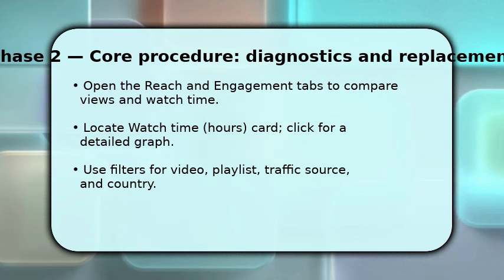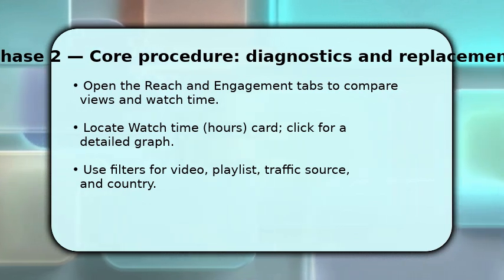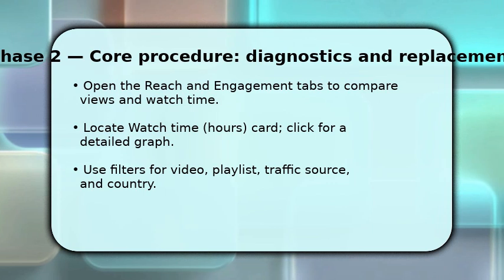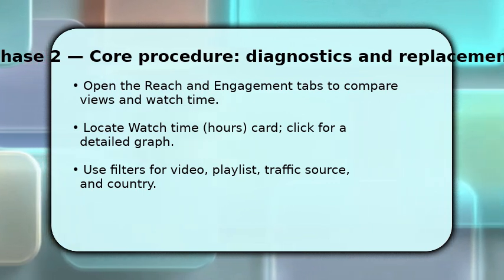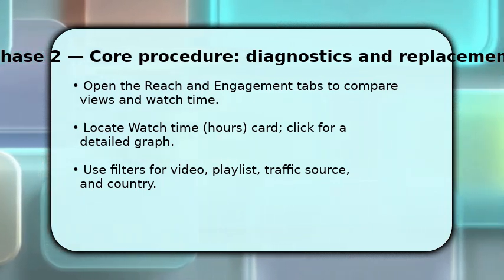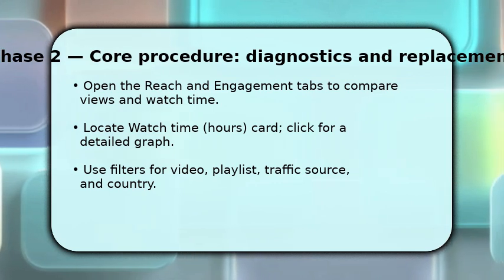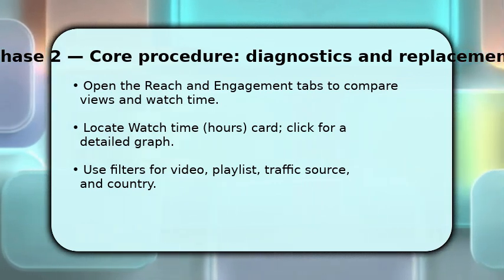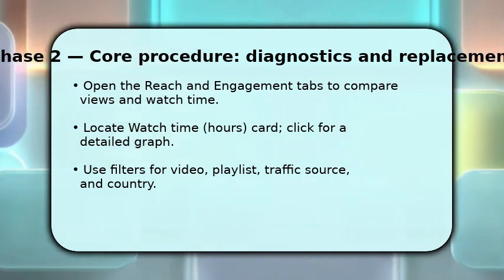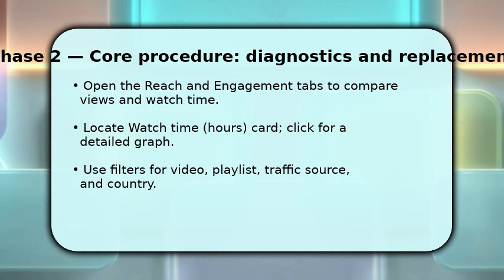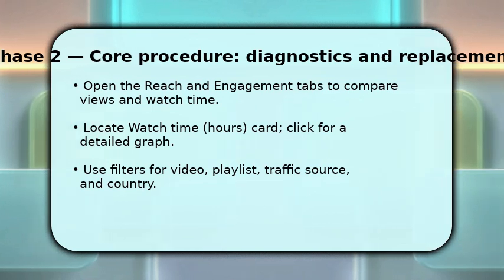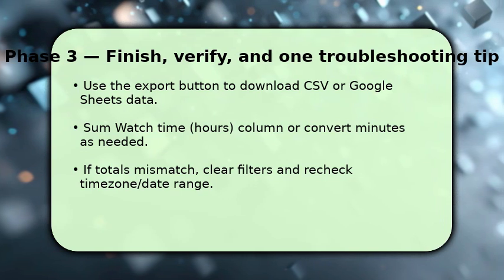Once done, apply filters: pick a single video, playlist, traffic source, or country, so you isolate which content drives minutes watched. These filters change both the graph and the downloadable table, and that precision helps when you need accurate totals for reporting or optimization. To finish, export the detailed data using the top right export button.